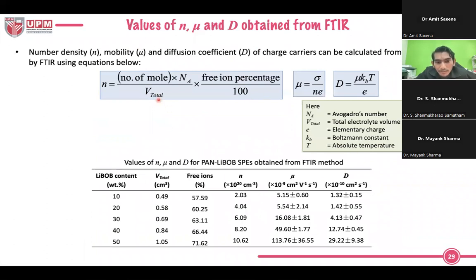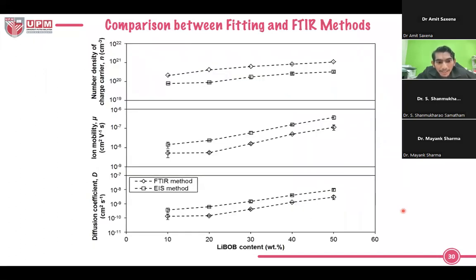We use the same equation, and this is the value of N, mu, and D obtained from the FTIR method. Again, we can see that the values of N, mu, and D obtained from the FTIR and the impedance fitting method are close to each other, and the trend obtained from the fitting method follows the same trend as the FTIR method.